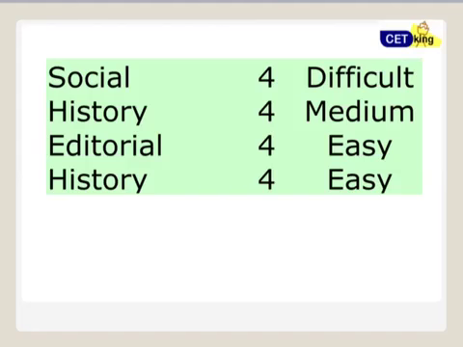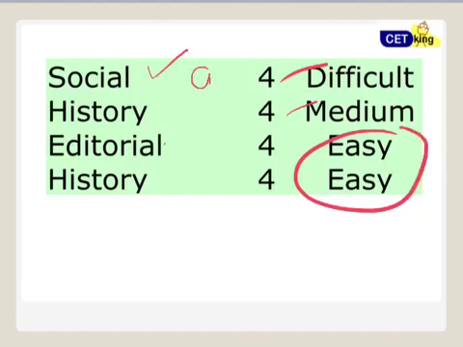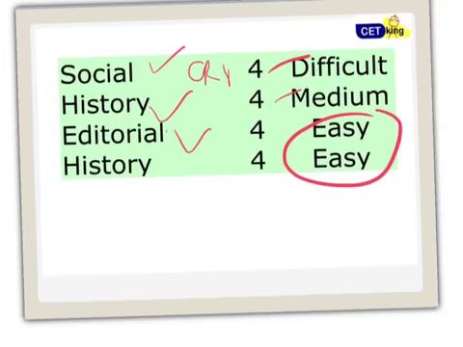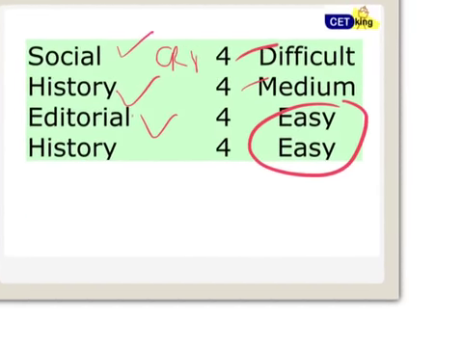RC section: last year there were 4 RCs, 1 difficult, 1 medium, 2 easy. One was based on social issues, there was a CSR article, a history based article, an editorial, and another history based one. Yep, so these are the types of RCs you can expect in the exam.